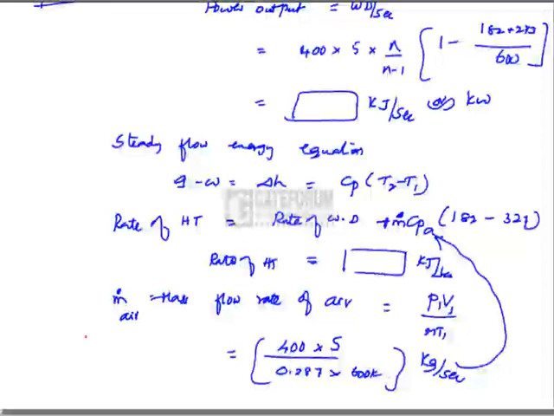When you are using the steady flow energy equation, we have to take extra care whether all the quantities should be in kilojoule per kg or joule per kg, or all the quantities should be in joule per second or watts.